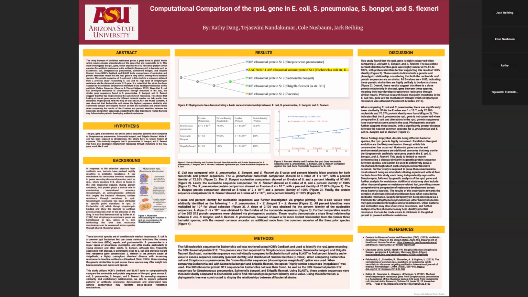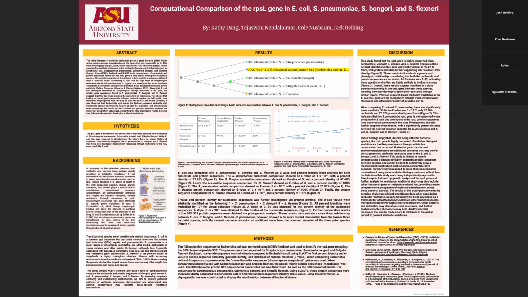The 30S ribosomal protein S12 sequence for E. coli was then found, as well as the 30S ribosomal protein S12 sequences for S. pneumoniae, S. bongori, and S. flexneri. Using BLAST-P, these protein sequences were then individually compared to E. coli to find relationships in percent identity and E-value. Using this information, a phylogenetic tree was constructed to display the relationships between all bacterial strains.